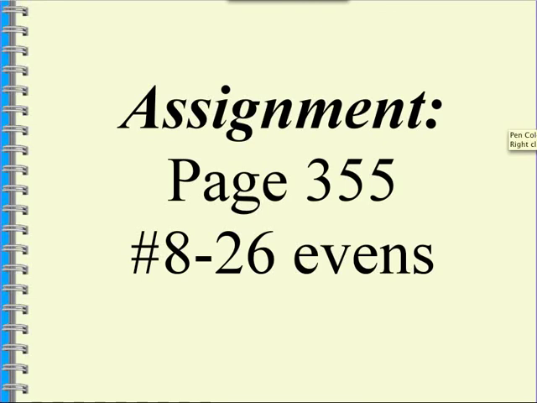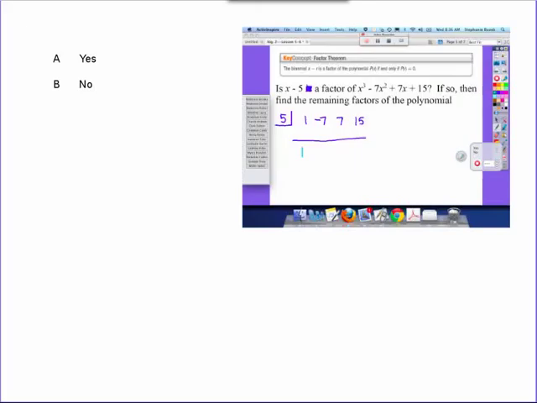Now on number 18, they tell you that x plus 2 is a factor. They have x to the 4th, what comes next? 2x to the third. Next, minus 8x, and then minus 16. And they tell you that x plus 2 is a factor.